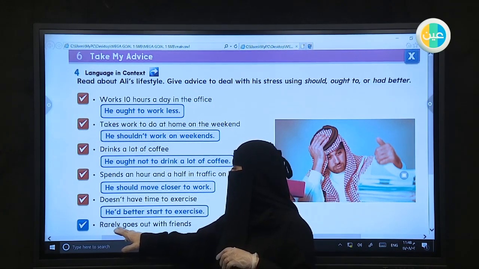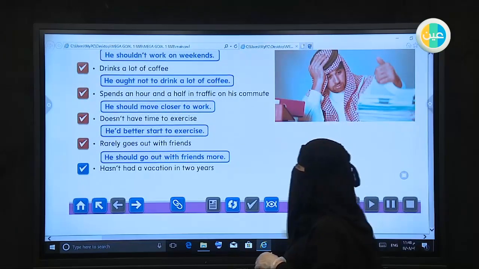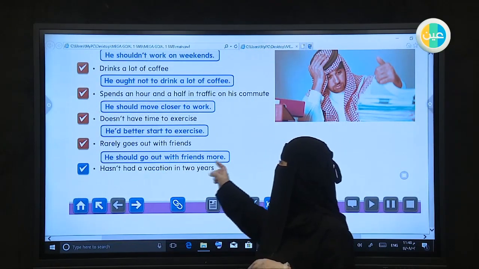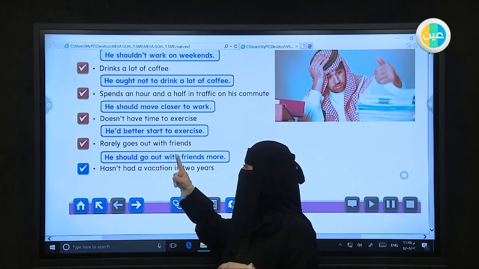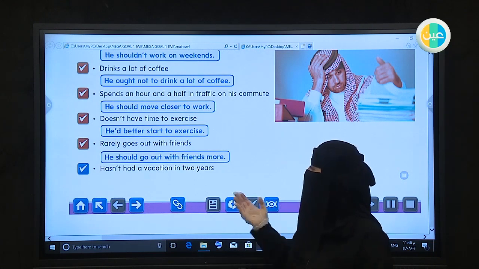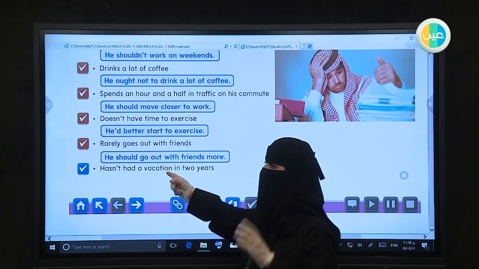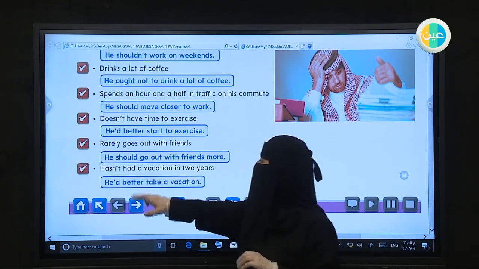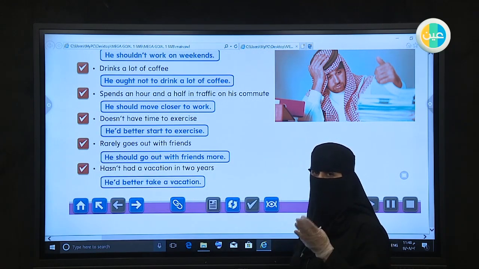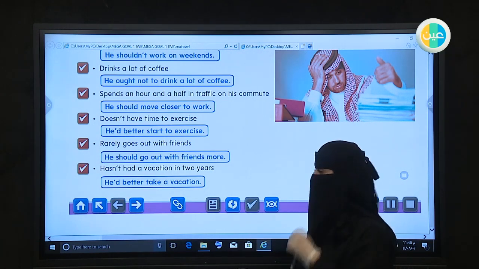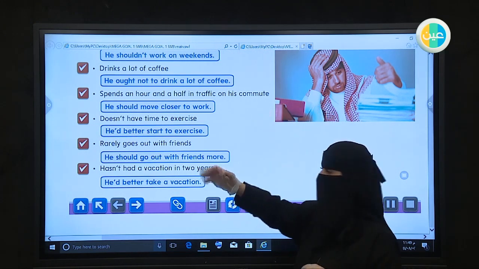And the last ones: rarely goes out with friends. The answer for it is: he should go out with friends more. If you notice, here we use pronouns with the modal auxiliaries. The last one is hasn't had a vacation in 2 years. Vacation means holiday. So the answer for it is he had better take a vacation, because he hasn't had a vacation in 2 years. That is how we write about Ali's lifestyle using modal auxiliaries.